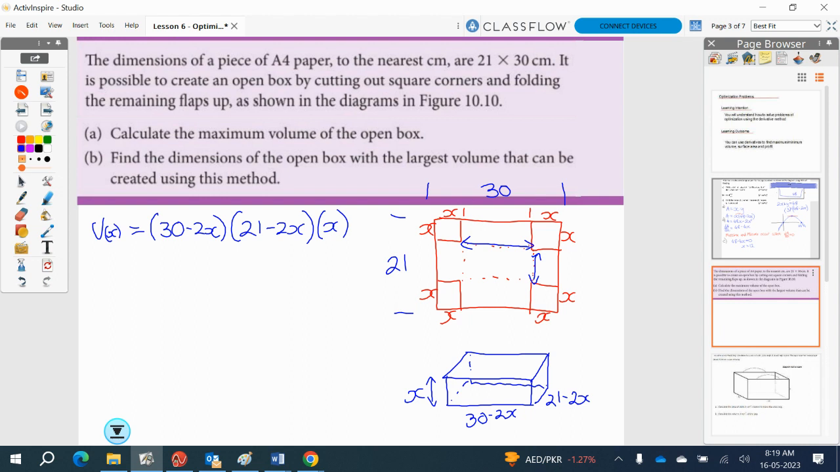Set it equal to 0. Find the derivative and then set it equal to 0. How do we find the derivative? You expand the brackets. So let's do it a bit at a time. You can use your calculator for this one.